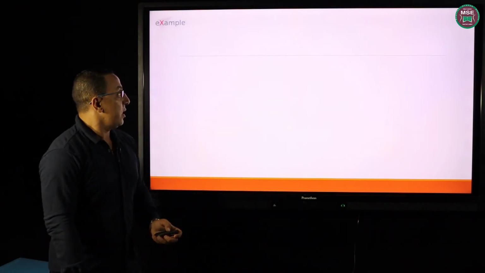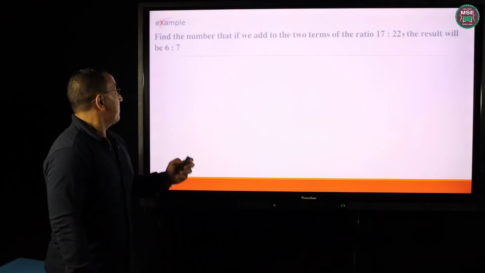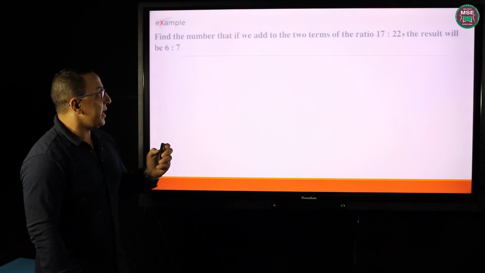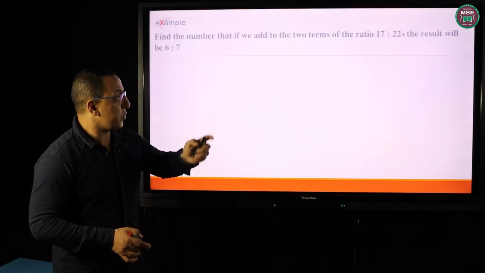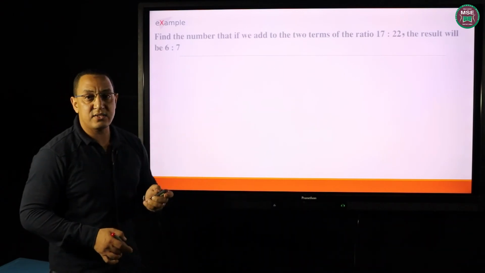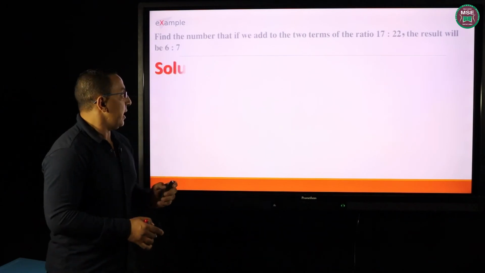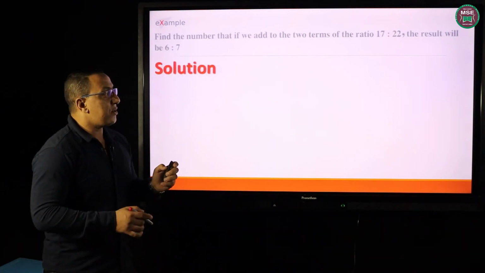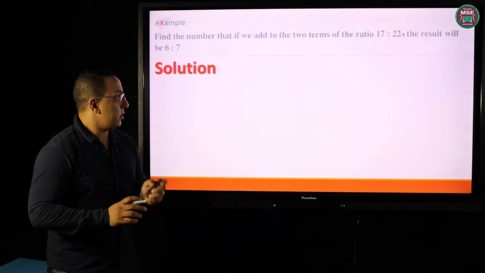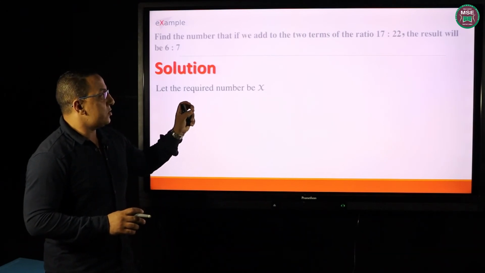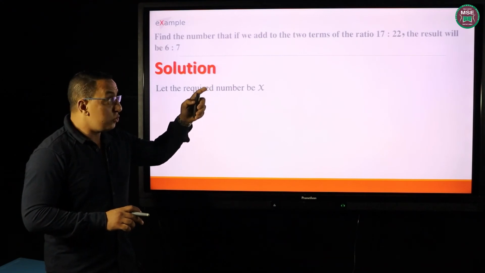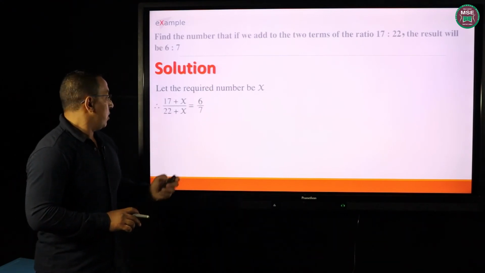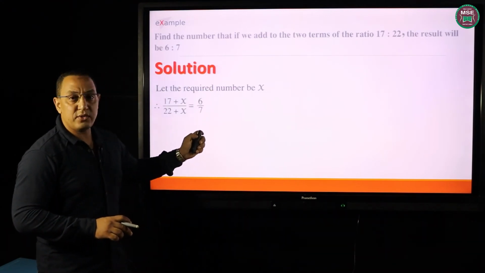Okay, another example. Find the number that, if we add it to the two terms of the ratio 17 to 22, the result will be 6 to 7. Now I'm going to do what? Let this number be x. And so I'm going to write the ratio like this: 17 plus x over 22 plus x equals what? Equals 7 to 6.